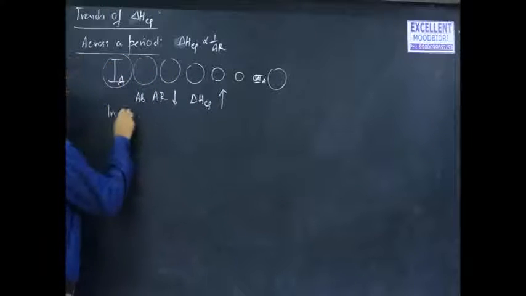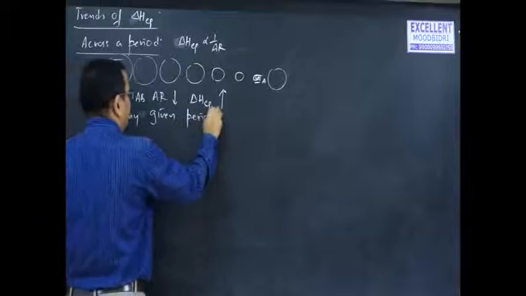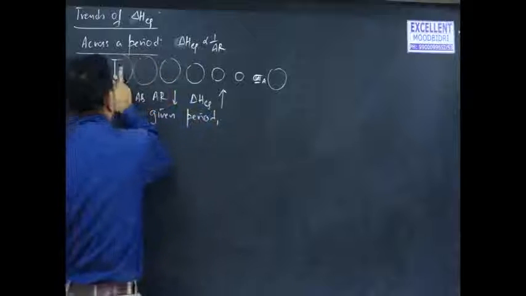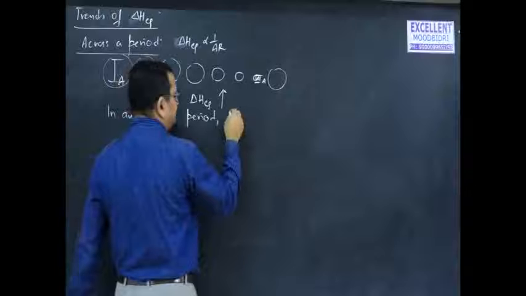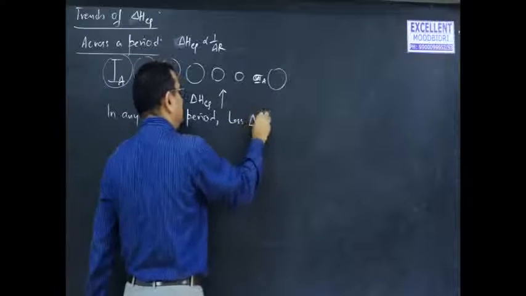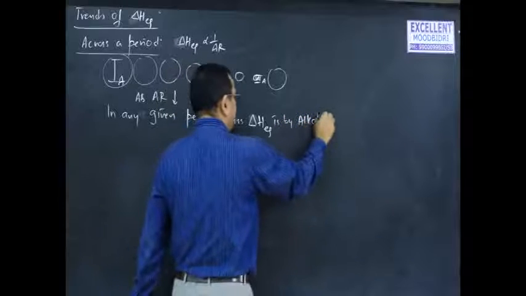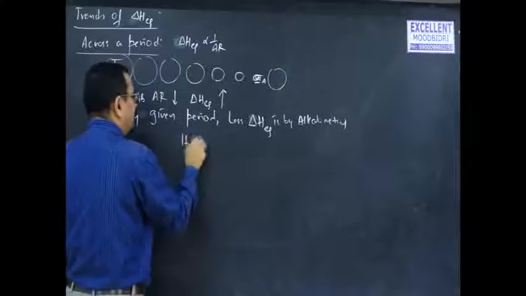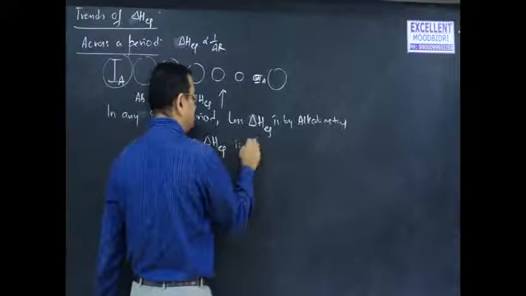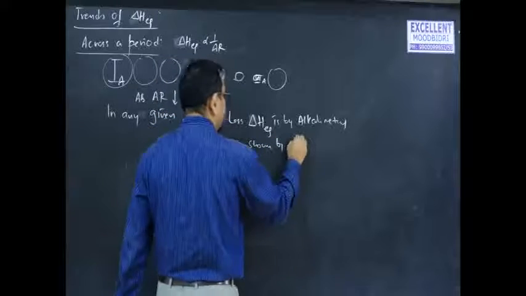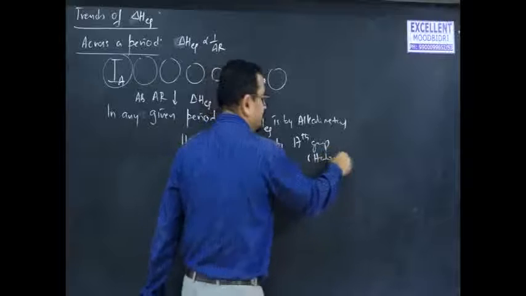So, in any given period, the larger size will be from the alkali metal. The larger the size, the less is the electron gain enthalpy. Less electron gain enthalpy is shown by the alkali metal, and high electron gain enthalpy, in terms of released energy, is possessed by the 17th group element. The 17th group elements are the halogens: fluorine, chlorine, bromine, iodine.